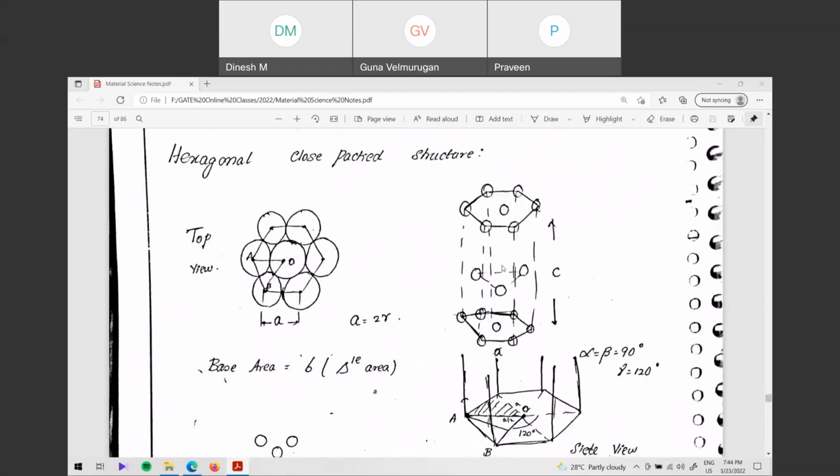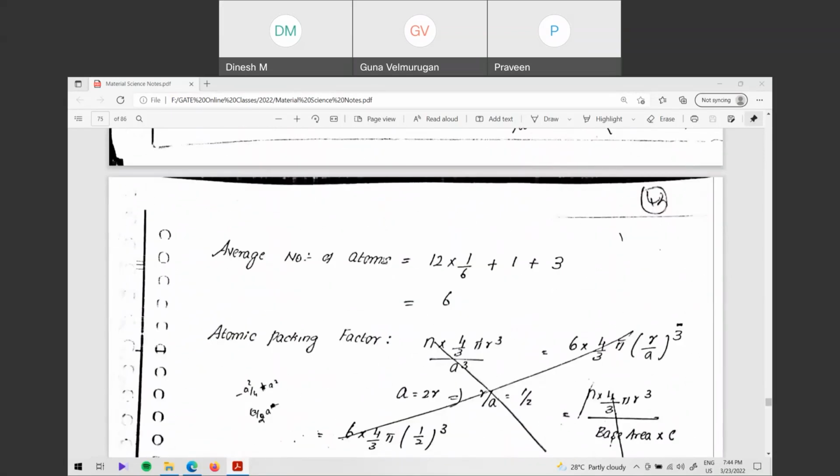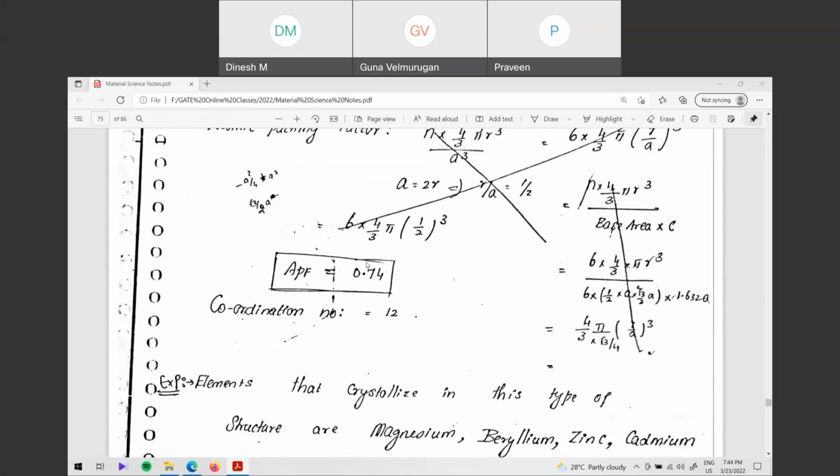And hexagonal structure is like this. We have hexagons like this, 6 atoms on top, 6 below, 1 in the center on top, 1 at the bottom, and between them is another layer. This full thing is your hexagonal structure. In this, the average number of atoms is 6, atomic packing factor is 0.74, and coordination number is 12. It is very difficult to analyze this, but you have to remember the values.